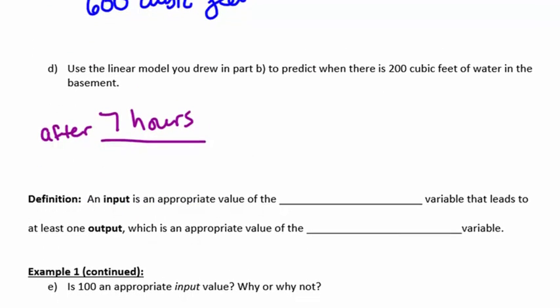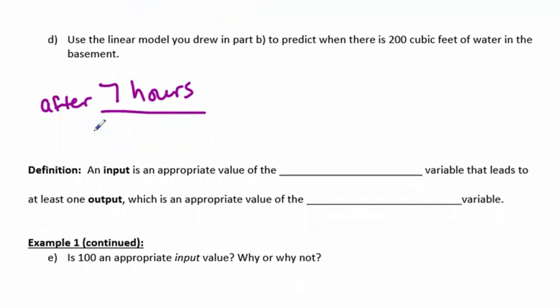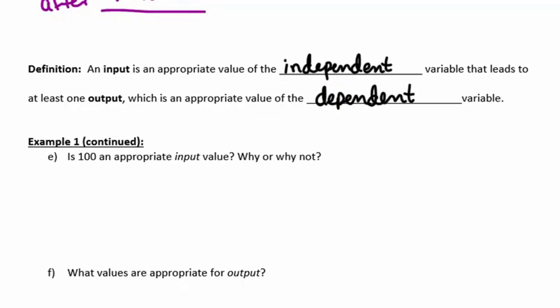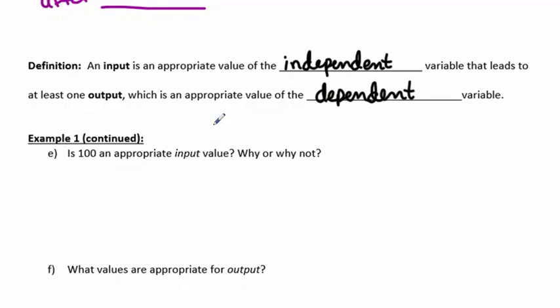Another definition. An input is an appropriate value of the independent variable that leads to at least one output, which is an appropriate value for the dependent variable. Let's continue example 1. Is 100 an appropriate input value? Remember that the input values, the independent variable, was time, and 100 is not going to be an appropriate value. Why not? Let's go back and look at our graph.